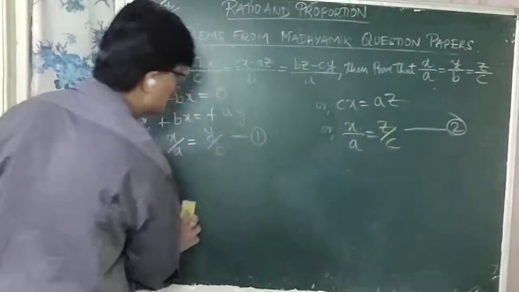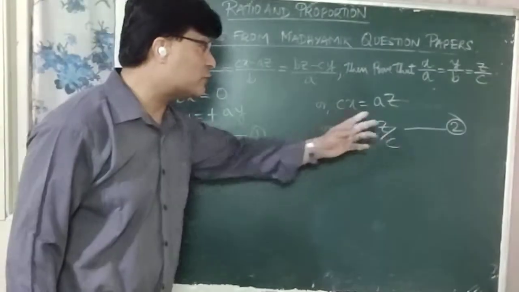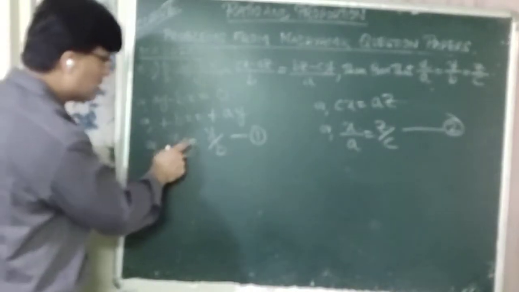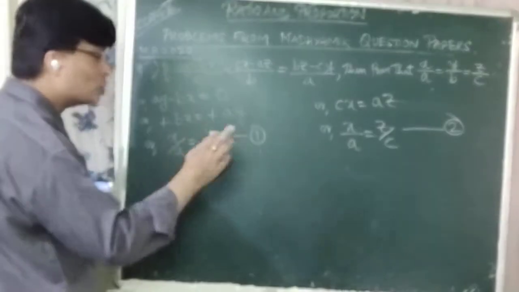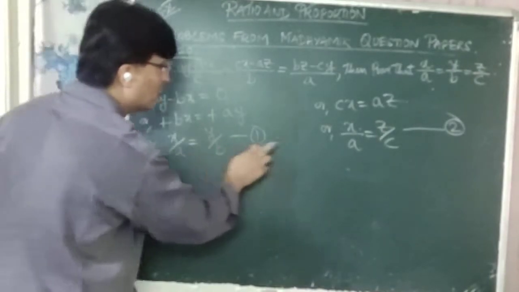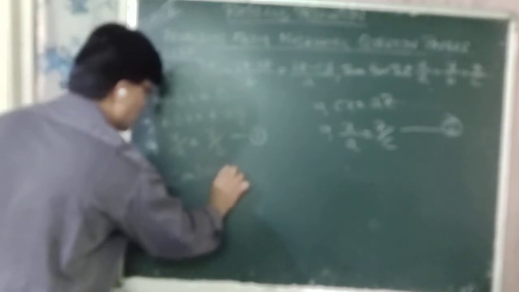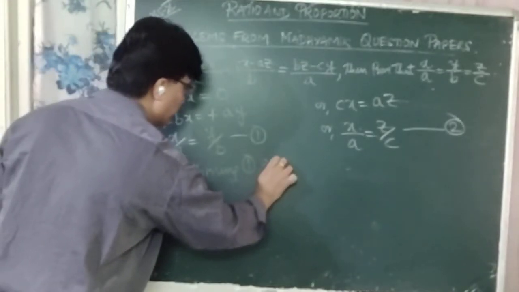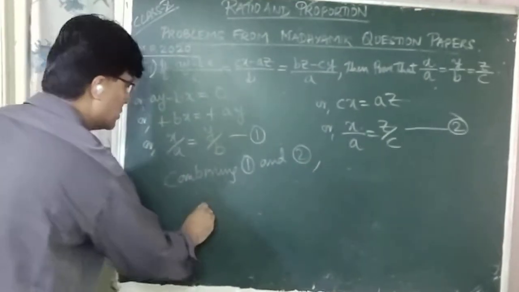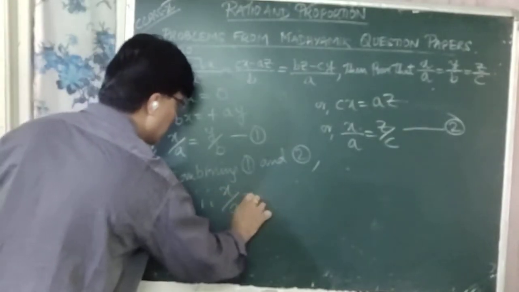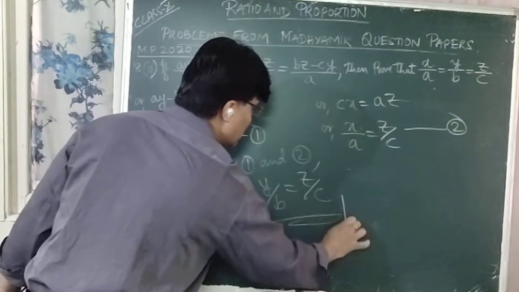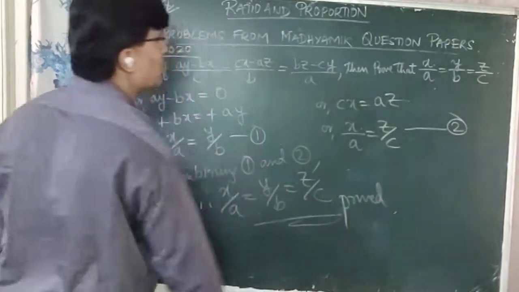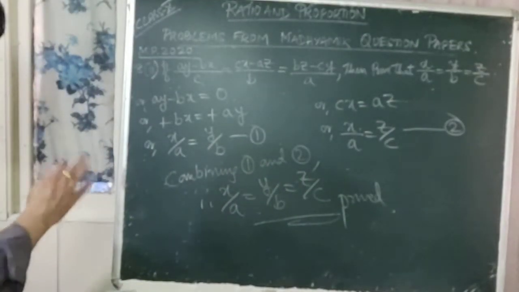So from these two relations, from 1 and 2, what can you write? x by a is equal to y by b, also x by a is equal to z by c. So combining 1 and 2, what do we get? x upon a is equal to y upon b is equal to z upon c. Proved. So I think you understood it. So you can copy it.